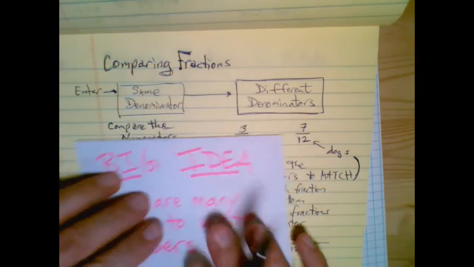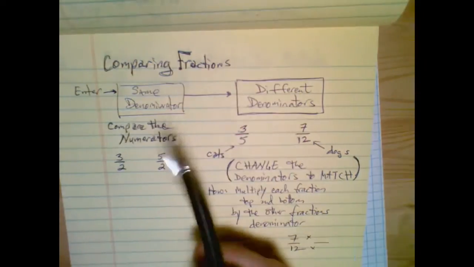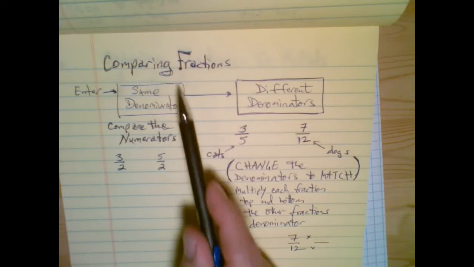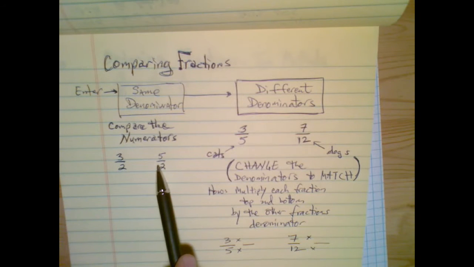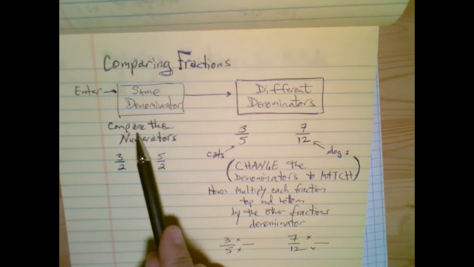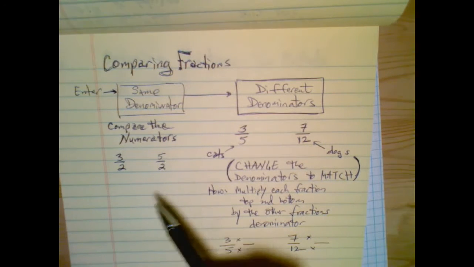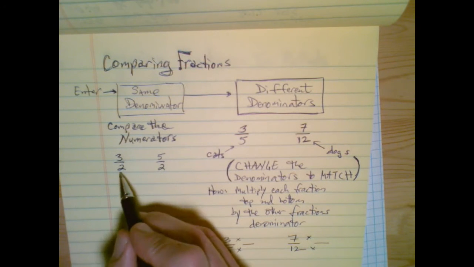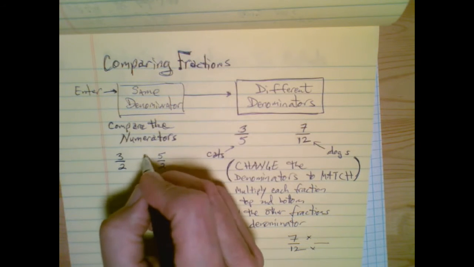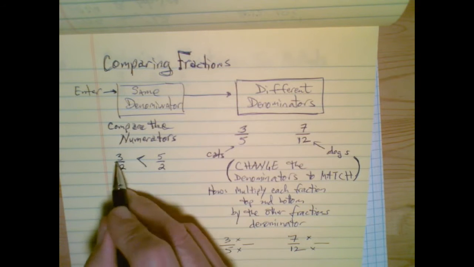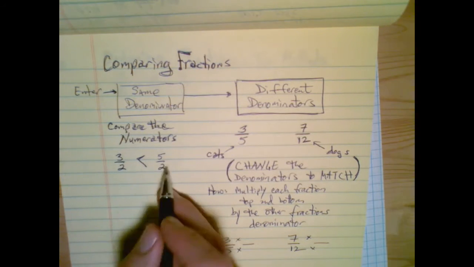So fractions, okay, everyone's favorite, right? When comparing fractions, the easy case, of course, is when the denominator is the same. That is, when the bottom number, the denominator, is the same, because all you've got to do at that point is just compare the numerators. So 3 halves, 5 halves, well, 5 halves is always going to be larger than 3 halves, or 3 halves will be less than 5 halves, because I'm comparing the same thing.